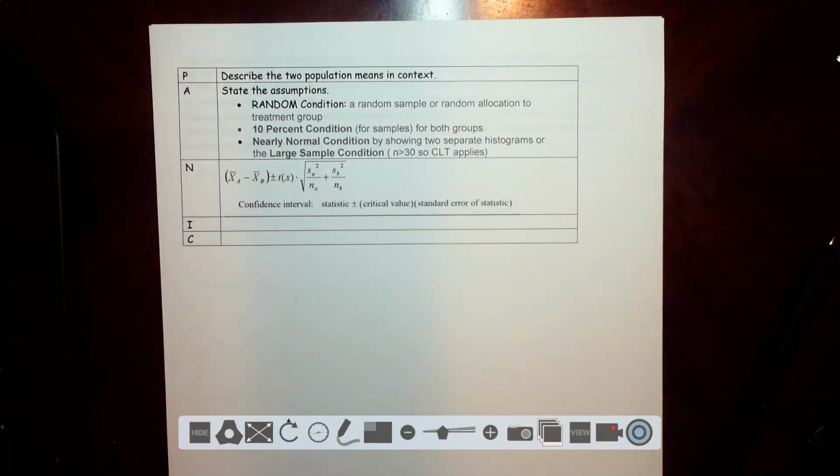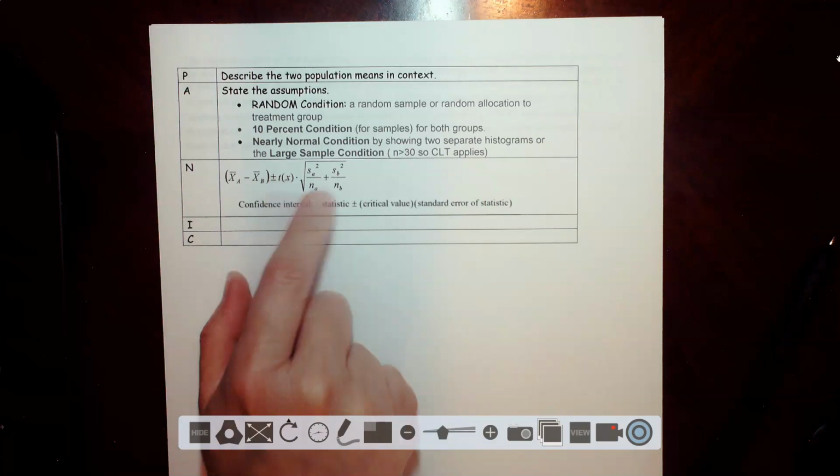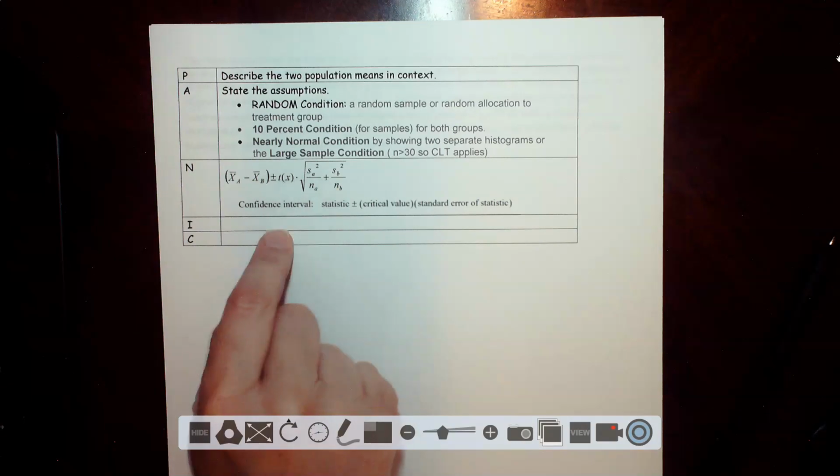And then I'm going to quickly go over the confidence interval procedure. P again, you're going to describe the two populations. You have to describe them both in context. Your assumptions are going to be the same. You can see in the next step you're going to do the difference. You're going to get your T critical value, and then go from here as far as your standard error, give your interval, and then do your conclusion like you did before.